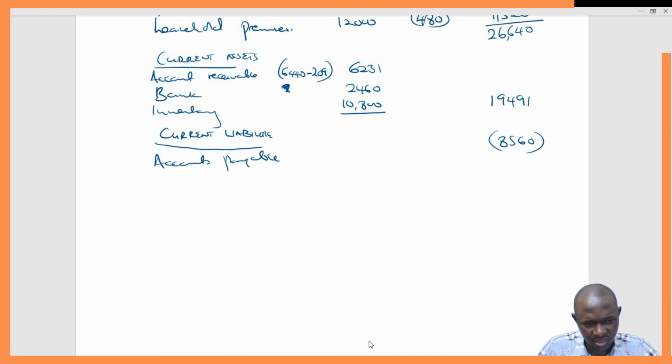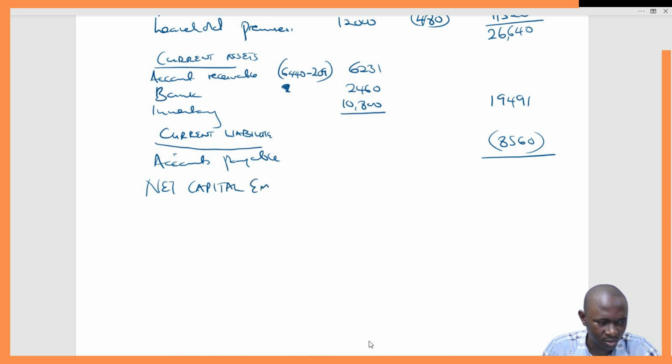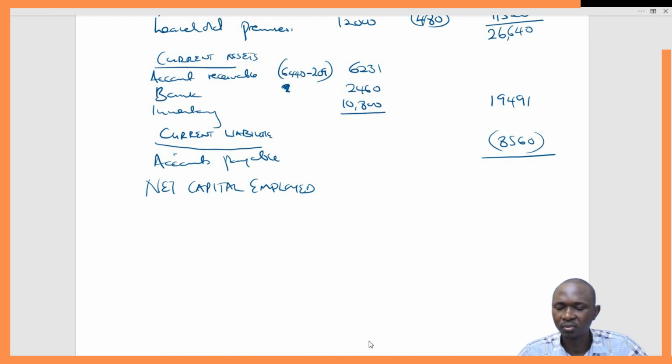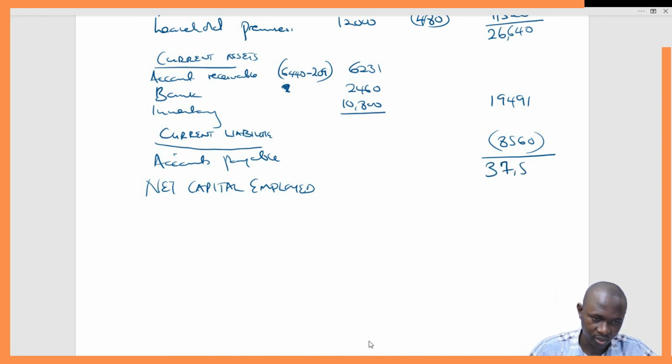We can take current assets minus current liabilities to get working capital. Then working capital plus non-current assets, you get the net capital employed. In our case, let's get the net capital employed straight. Net capital employed will be 26,640 plus 6,231 minus 8560. This gives us 37,571. Then we say financed by.